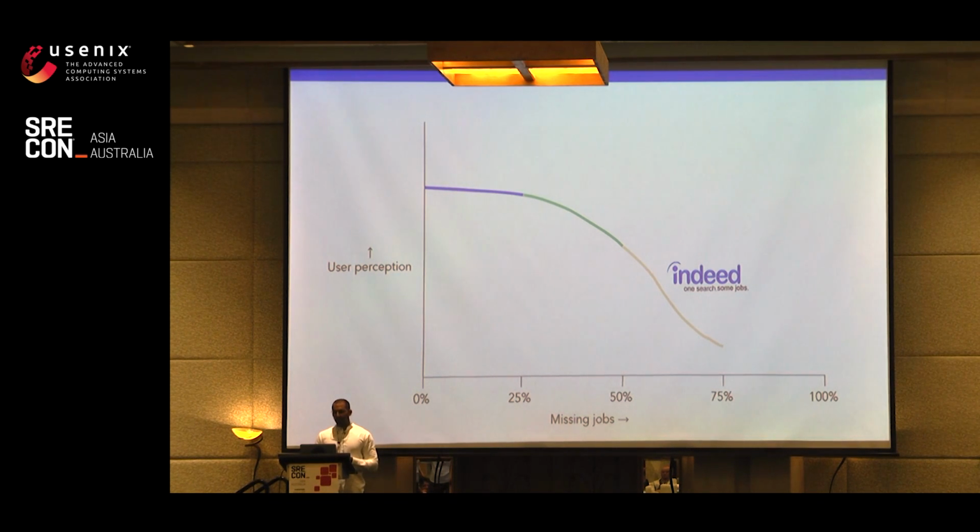And then if it's more than that, more than 75% of jobs missing, it's one search, no jobs. We're a bunch of rank amateurs. We can't even get a good logo up there. Is that Comic Sans? That's embarrassing. So we might set our service level objective to be less than 25% missing jobs.